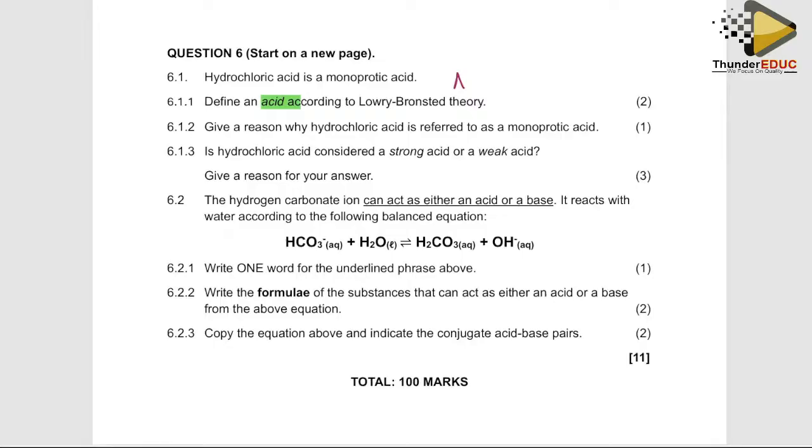An acid, I can just say an acid is a proton donor, right? By the proton there, remember we're referring to that H plus ion. Then 6.1.2 says give a reason why hydrochloric acid is referred to as monoprotic. It means it donates only one proton, which is your H plus ion there.